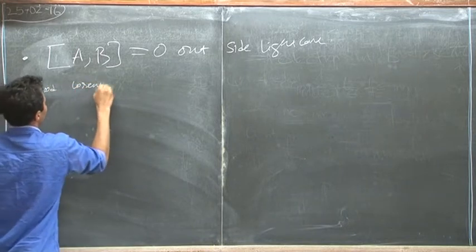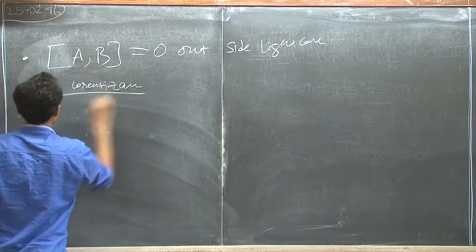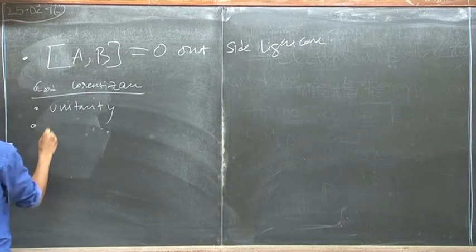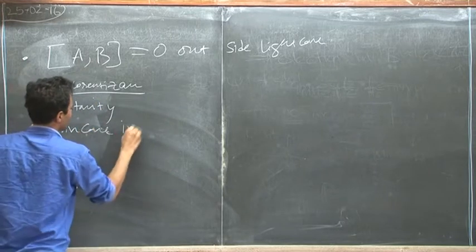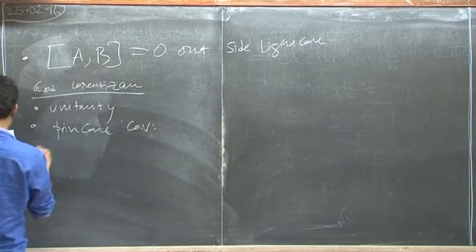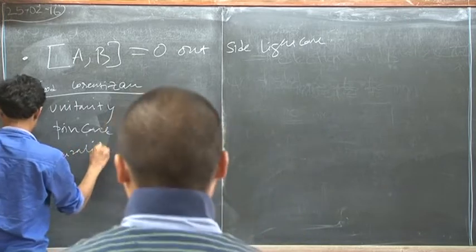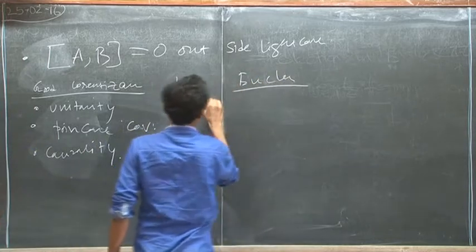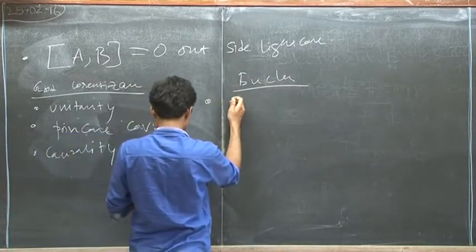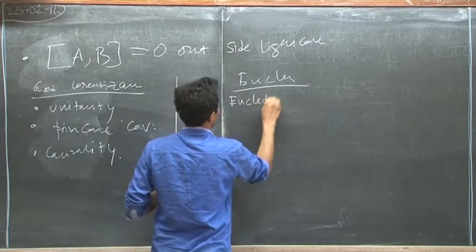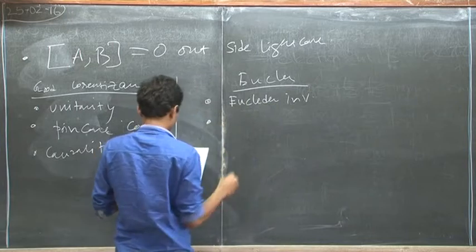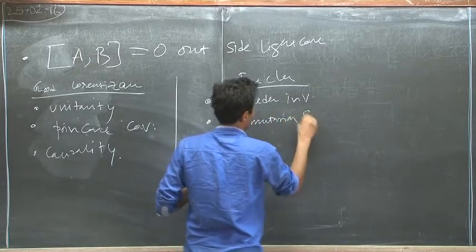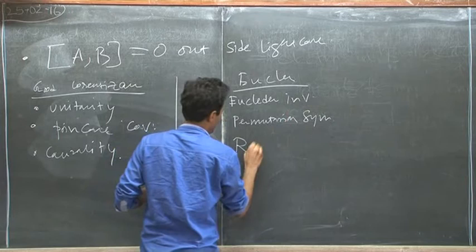A good Lorentzian theory has to satisfy, number one, unitarity; number two, Poincare covariance or invariance; and three, causality. Whereas for a Euclidean theory, the corresponding properties are, number one, Euclidean invariance; number two, permutation symmetry; and then reflection positivity.